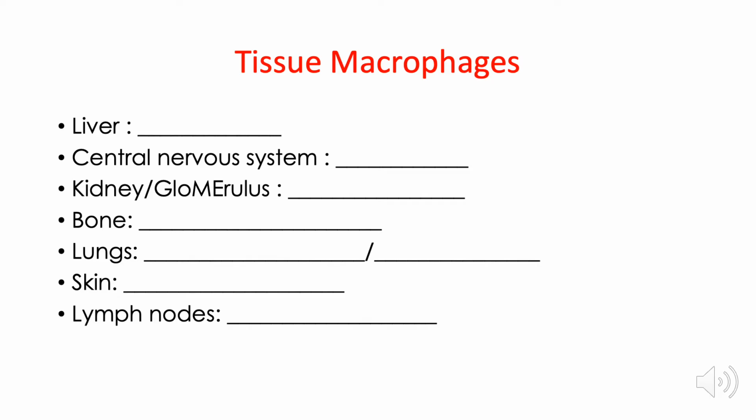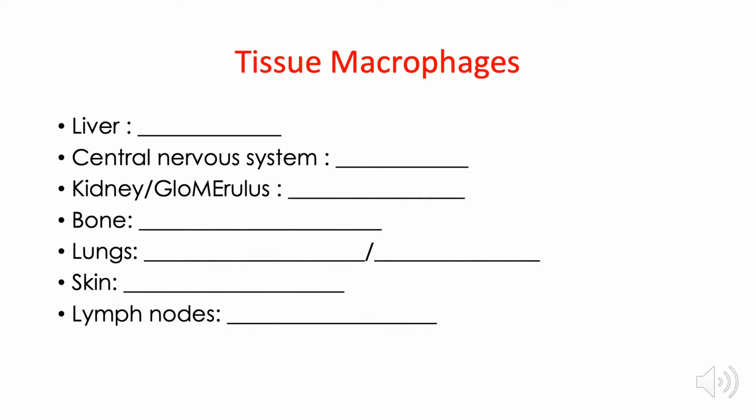In the lungs, we have alveolar macrophages or dust cells, D-U-S-T. So I think it's very easy for you to memorize that dust cells are found in the lungs because we sometimes inhale dust in the air that we take into our respiratory tract. In the skin, we call them Langerhans cells, while in the lymph nodes, we call them follicular dendritic cells.